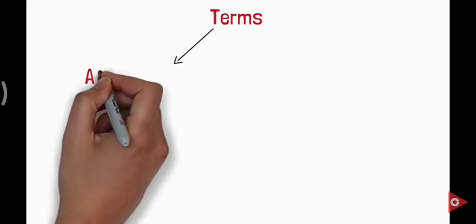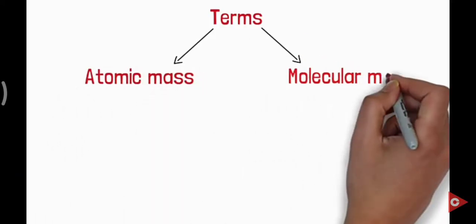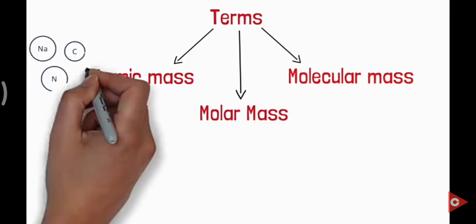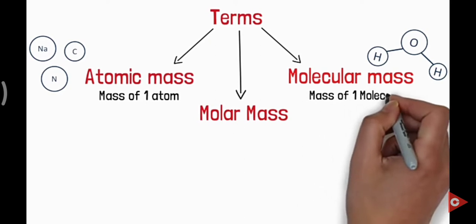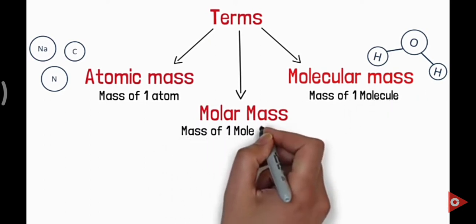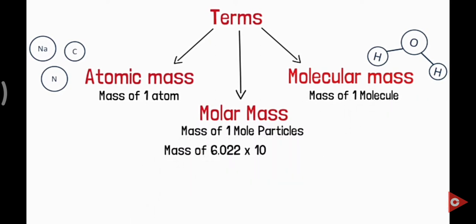Discussion with simplified definition of these three terms: atomic mass, molecular mass, and molar mass. Atomic mass is mass of one atom, एक single atom का mass. Number 2, molecular mass, which is mass of single molecule. Next term is molar mass, which is mass of 1 mole. In another word, it is mass of 6.022 into 10 to the power 23 particles. So that's what makes it different from atomic and molecular mass.